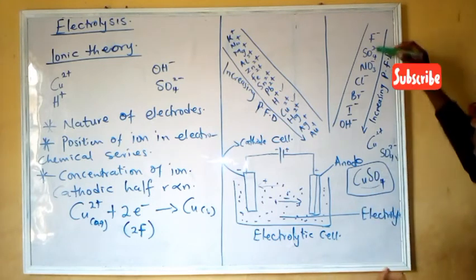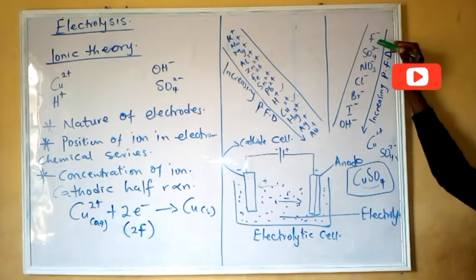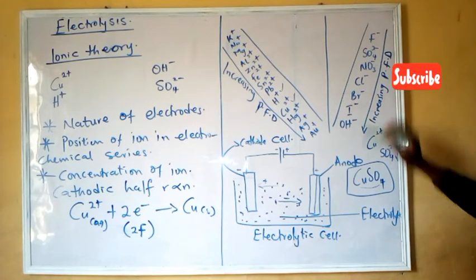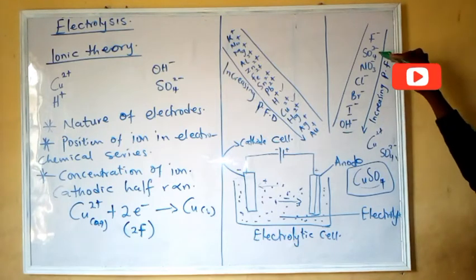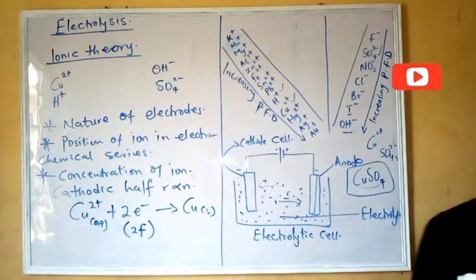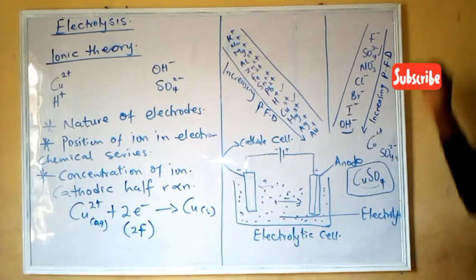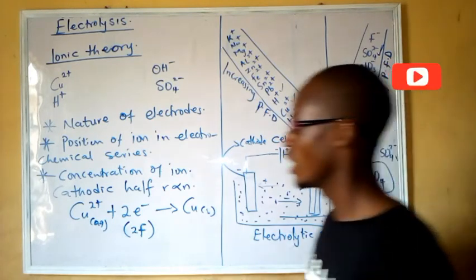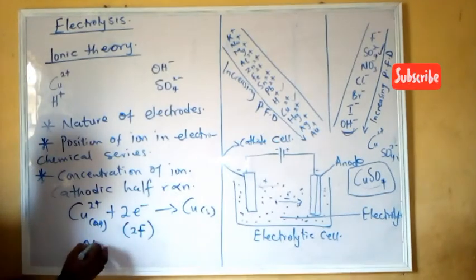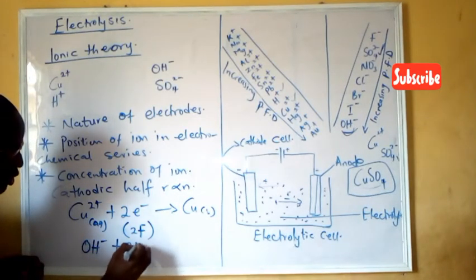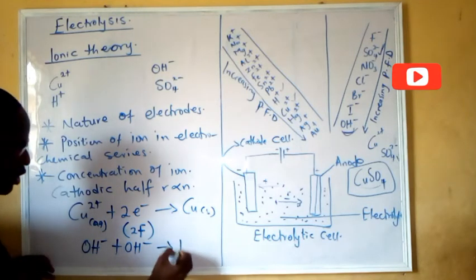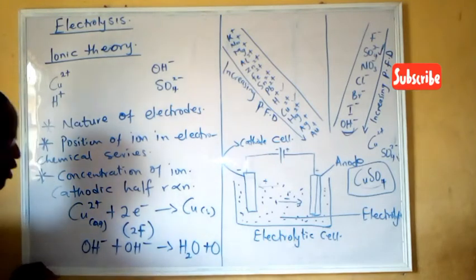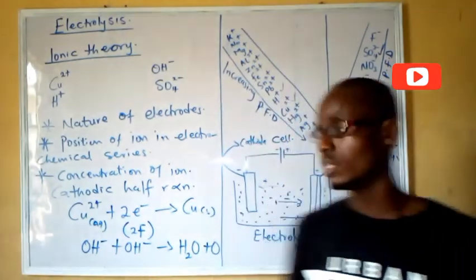On the negative side, the lower one will also be discharged first. Considering the positions of OH minus and SO₄²⁻, OH minus will be discharged first. The hydroxide ion will be discharged first compared to the tetraoxosulfate(VI) ion. So the hydroxide ion is discharged first at the anode. The anodic half reaction shows that we have OH minus plus OH minus giving H2O plus O, meaning oxygen is discharged at the anode.